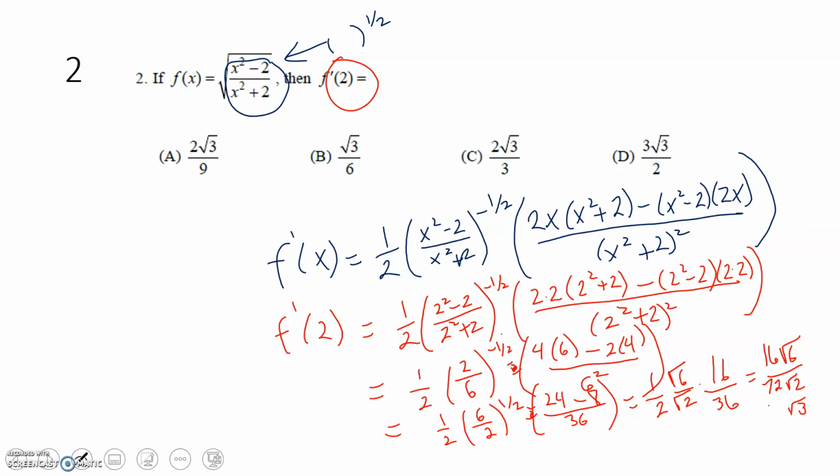And so we get 4, and then 72 divided by 4 is 18. And then both of those are divisible by 2. So we get 2 over 9 rad 3, which is A.